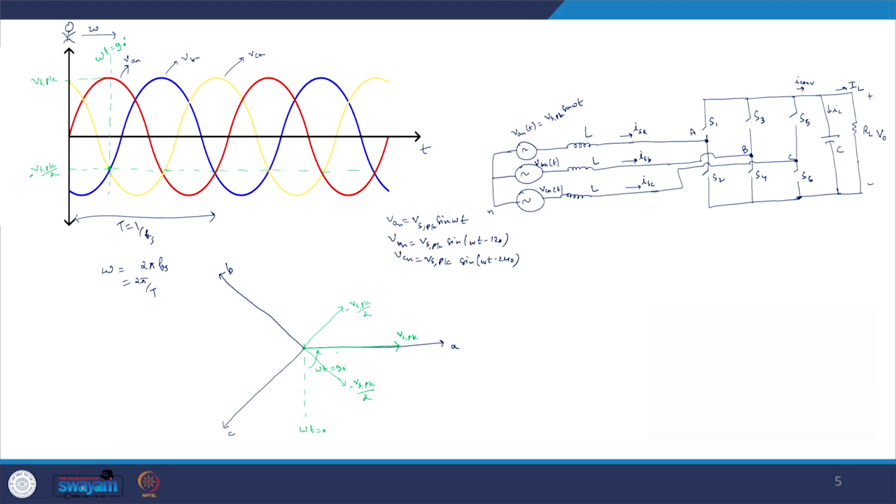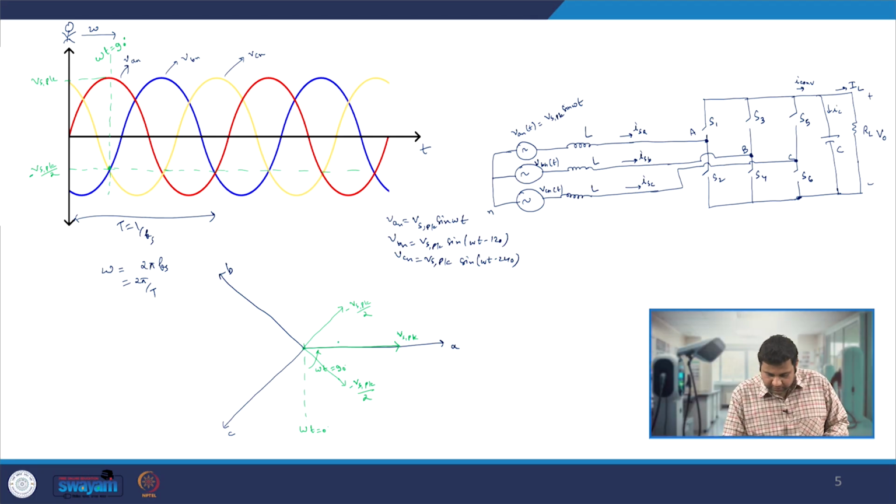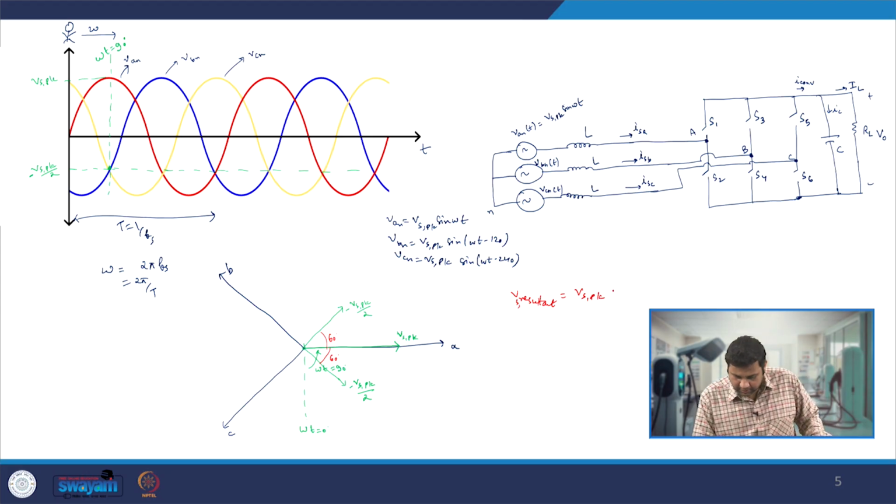Now, since all three voltages have been applied, let me draw the resultant with the red indication. This is nothing but your 60 degrees, and this is nothing but your 60 degrees. So, if I try to find the Vs resultant, it is nothing but Vs peak, and in this direction it is minus Vs peak by 2. Since I have already taken the direction, I can just write Vs peak by 2.